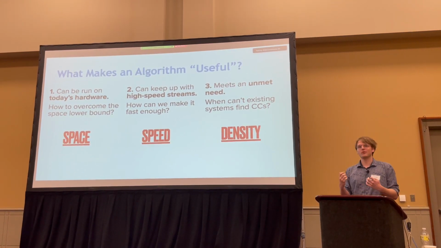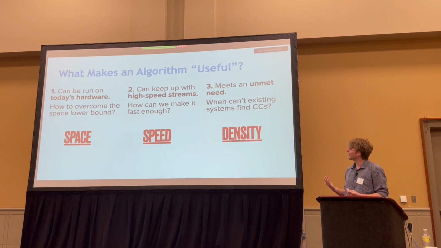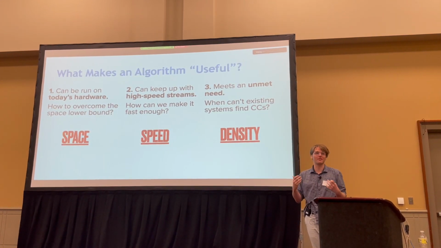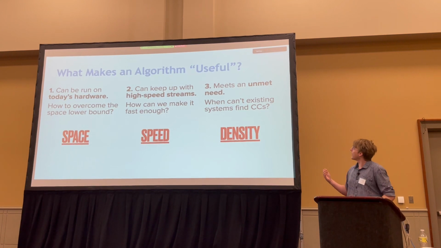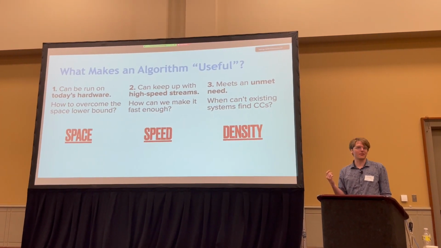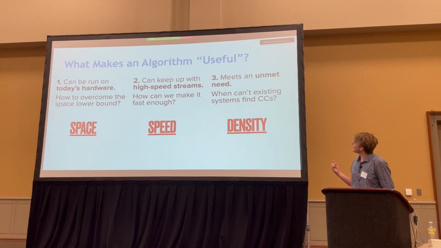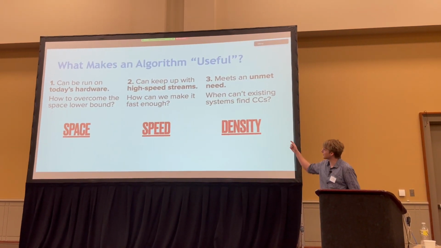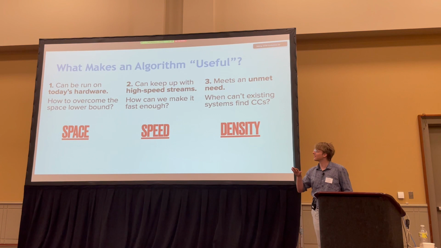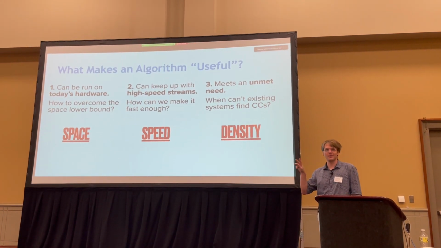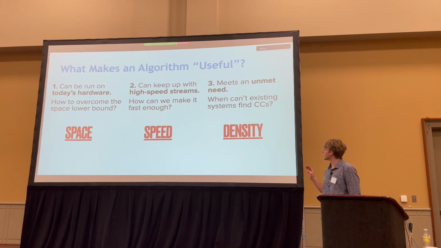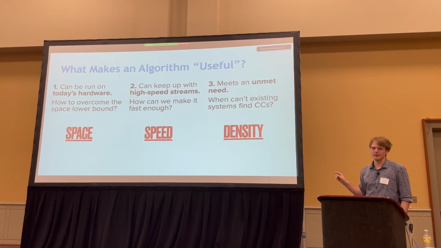Second, because we're trying to deal with graphs that change over time, perhaps very rapidly, speed is also very important. Can we keep up with high-speed data streams and still give an answer to our question? And finally, a useful system meets a need that nobody else is meeting, ideally. And so when can existing systems find the connected components for large and changing graphs? So a key word here is density. And I'll get more to that in a second. These three words, space, speed, and density, together they'll make a useful algorithm that can actually help us in the real world. I'm going to start by talking a little bit about density.